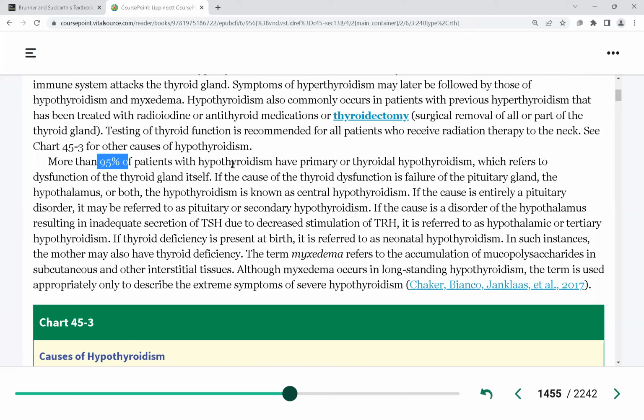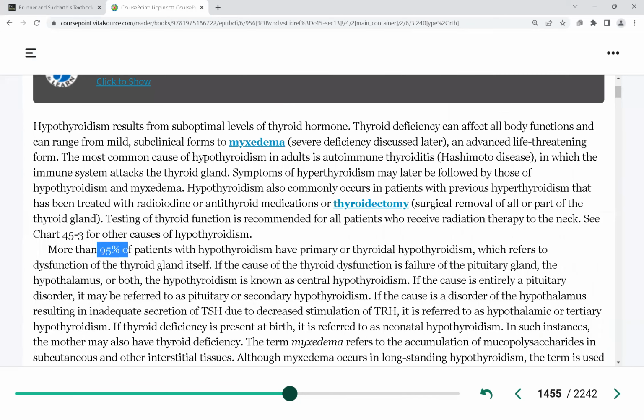Is this acute or chronic condition? Hypothyroidism. Acute. Acute. This is chronic. Okay, so this is forever. Patient with hypothyroidism, this is for life. So primary, secondary, or iatrogenic, that is a chronic condition.